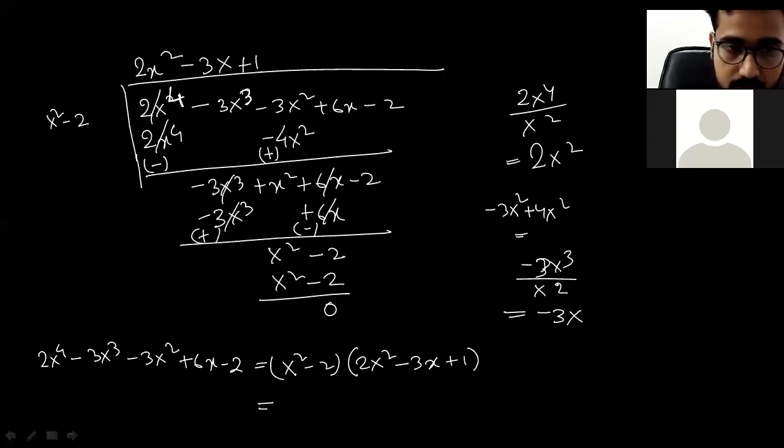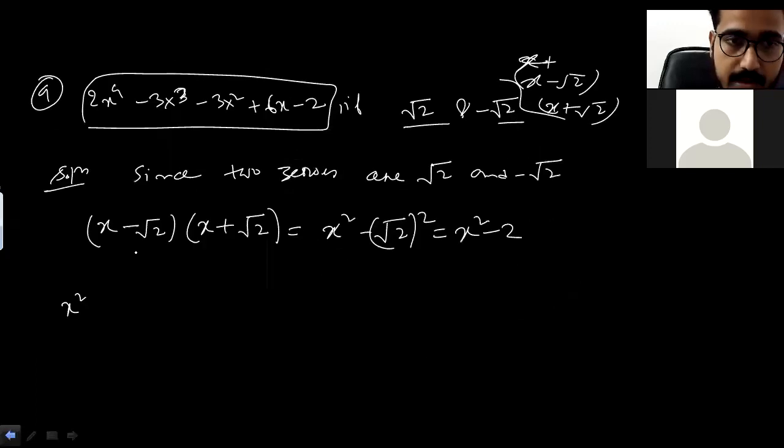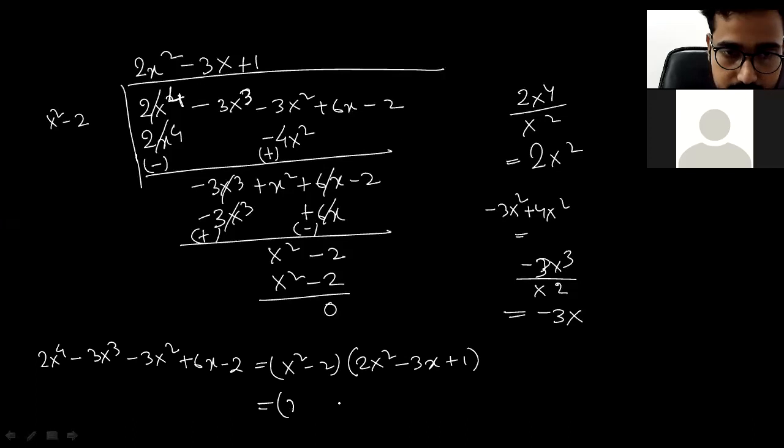Now we have already found this one. How? By multiplying x minus 2 and x plus 2. So no need to break this one. Keep it as it is. Now you have to factorize this quadratic polynomial by the factorization method.